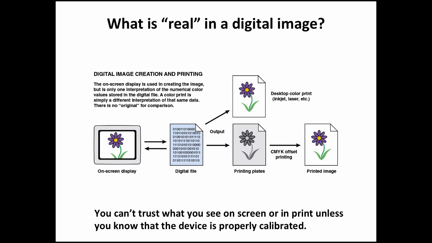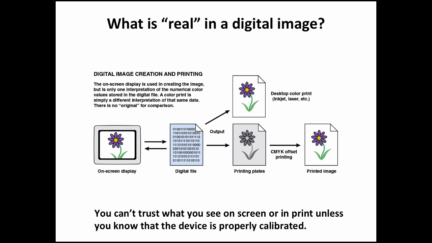But when you see those printed images in the end, you have no way of knowing if those images are an accurate representation of the numerical values in that digital file. You can compare the printed image to the image that you see on screen, but again, all of those things are different interpretations of the digital file. You never really know for sure what numerical values are stored in the digital file.